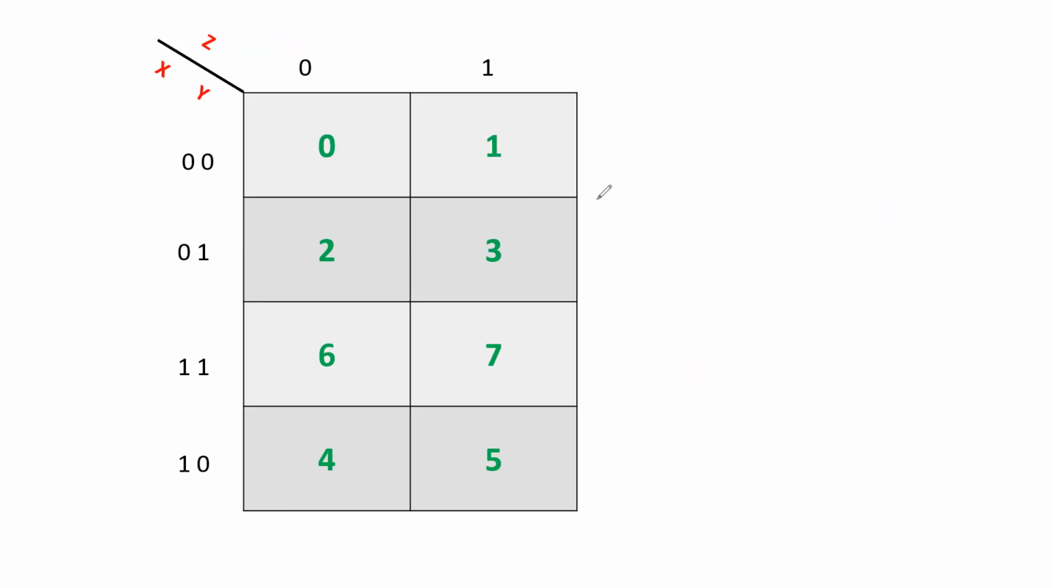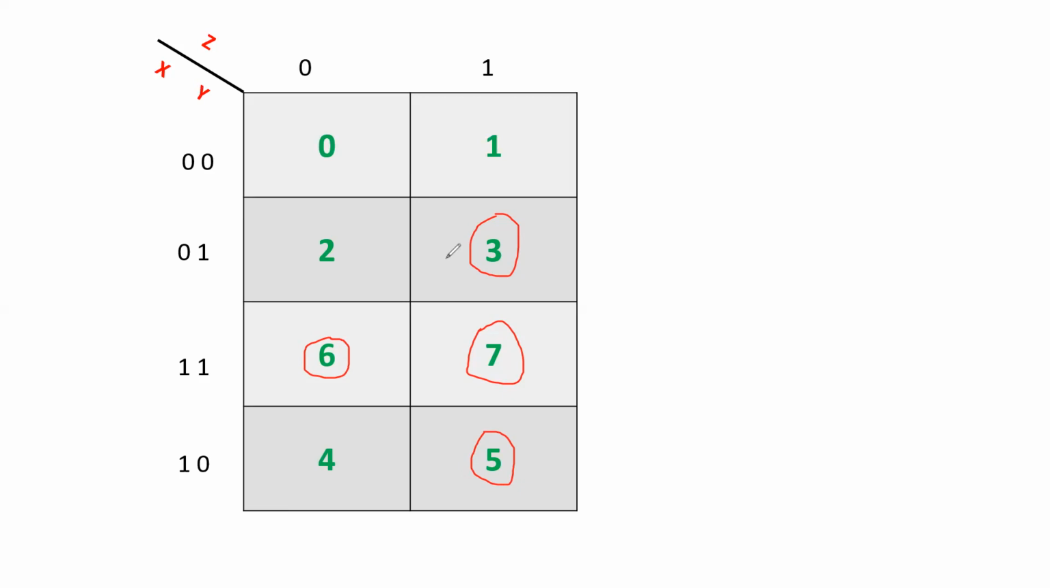So in our function, the min terms that are appearing are 3, 5, 6, and 7. These were the min terms that appeared in this function when we converted it into a standard form. Now for these values, what will be the function form of these variables X, Y, and Z?